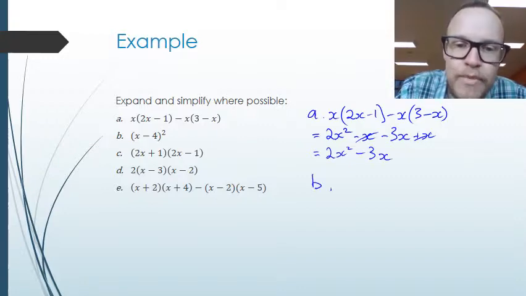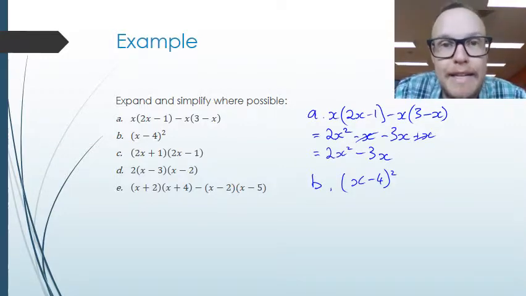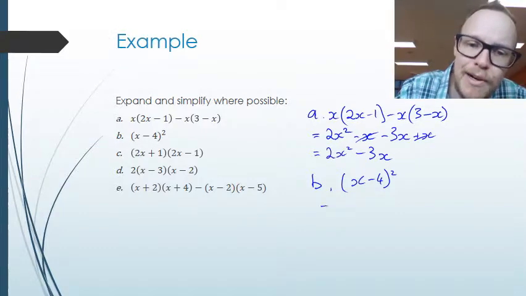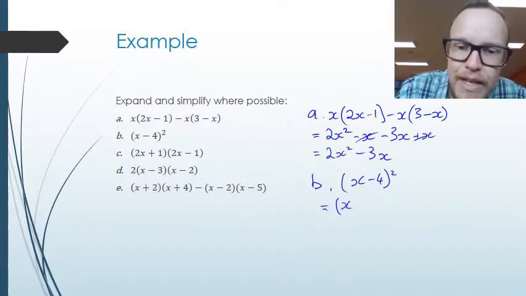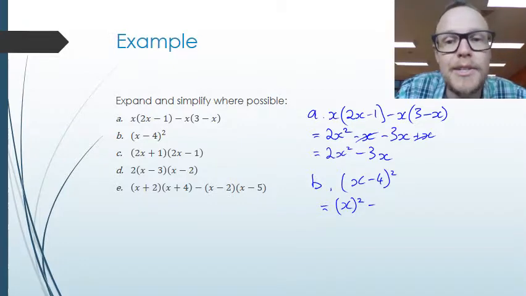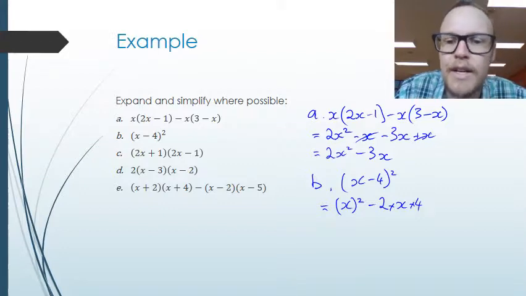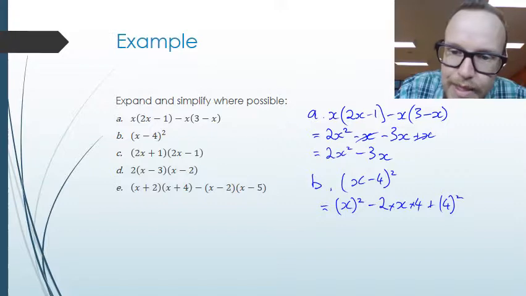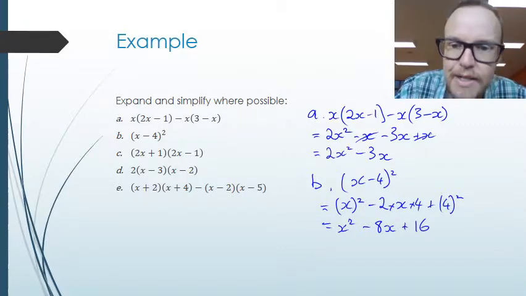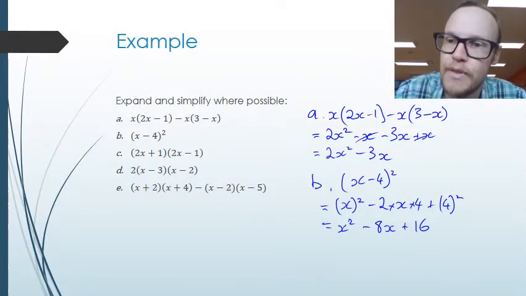For b, I've got (x minus 4) squared, and it's of that form (a minus b) squared. So we know that it's going to be the first thing squared, x squared, minus 2 times the first thing times the second thing, plus the second thing squared, 4 squared. So we can simplify this, x squared minus 8x plus 16, and that's our answer for B.